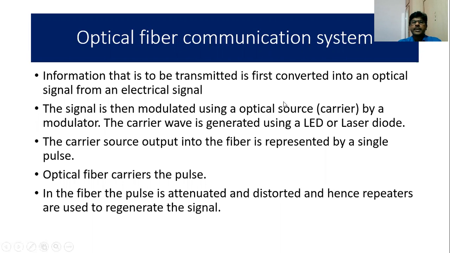Information that is to be transmitted is first converted into an optical signal from an electrical signal. The signal is then modulated using an optical source, also called as a carrier, by a modulator. The carrier wave is generated using a LED or a laser diode. The carrier source output into the fiber is represented by a single pulse. Optical fiber carries the pulse. In the fiber, the pulse is attenuated and distorted, and hence repeaters are used to regenerate the signal.